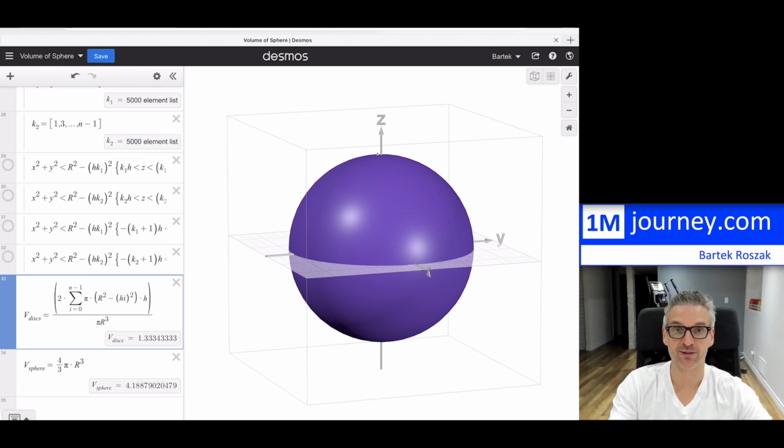But it's already 1.333. It looks like it's a 4 there, and then a bunch of 3s. So it approximates relatively well. This is where this 4 over 3 comes from. The pi, the r cubed, cubed because it's 3 dimensions. People kind of understand the pi because it's a circle, but then the 4 over 3, how did it come about? Well, now you can get that gauge.